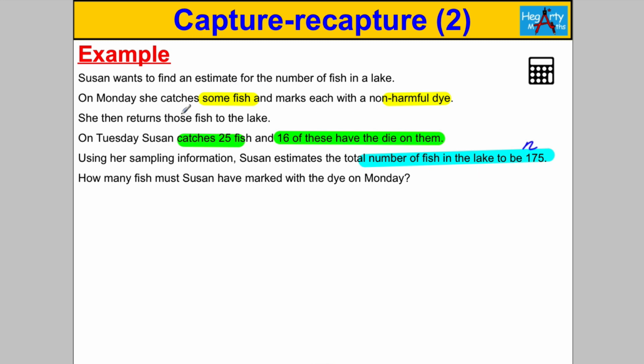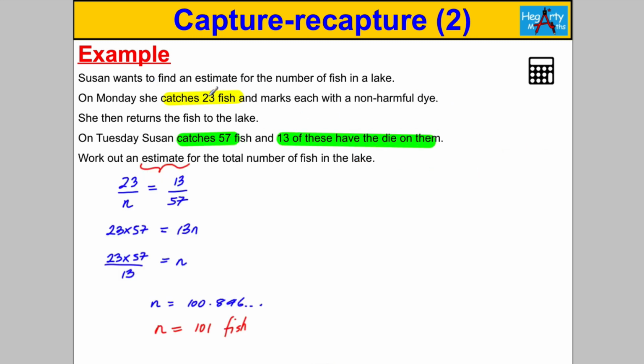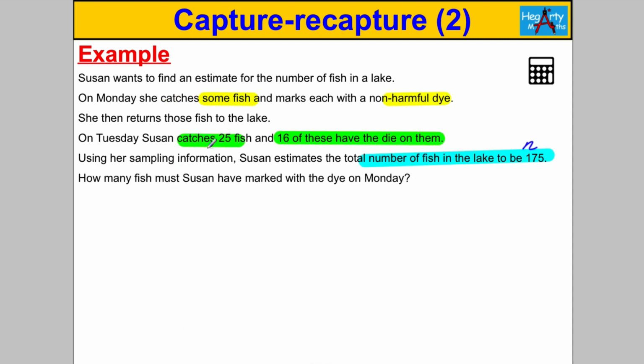Okay, so there's a slightly different twist here. Usually we're given the marked and we have to work out n. It's a little bit different here. So we're asked how many fish she must have marked on Monday. The proportion she marked on Monday, let's call this number x. So the proportion of marked fish in the population is x over the total number of population, which is 175 here. And that's going to be the proportion marked in the recapture, 16 over 25.